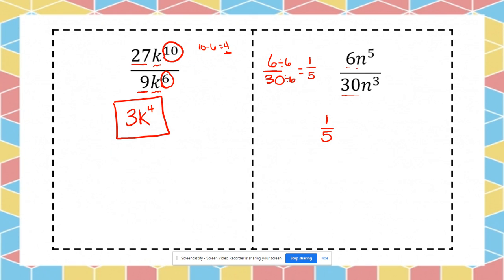And then I can look at my n's. So now I have n to the 5th over n to the 3rd. They have the same base of n, so this is going to be n, and their exponents are different, so because I'm dividing, I'm actually going to subtract their exponents. 5 minus 3 gives me 2. So it's going to be 1/5 n to the 2nd power.